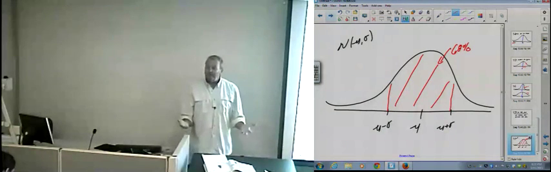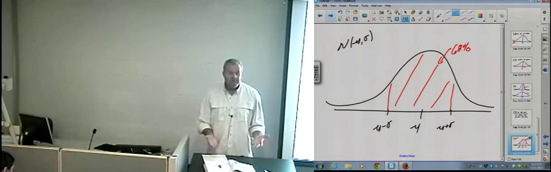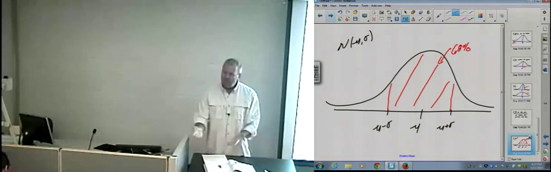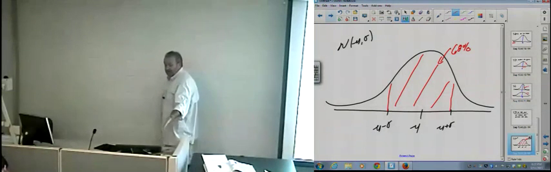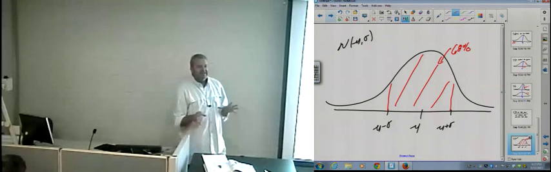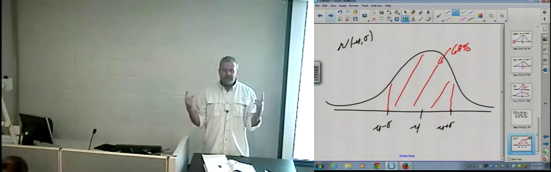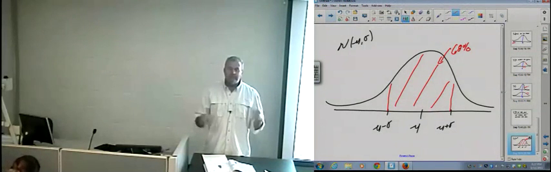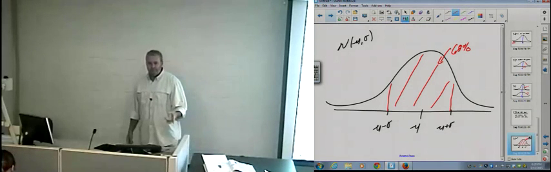If you like, the proportion of area you're looking at is 0.68. I talk about it in terms of percentages, right? Move the decimal place. 68% of the area is between those two values. In other words, 68% of the observations fall within one standard deviation on either side of the mean. Now, just because we know that, we know more.